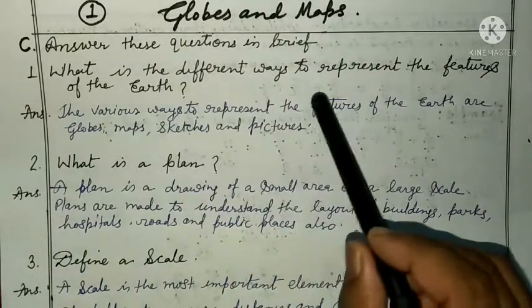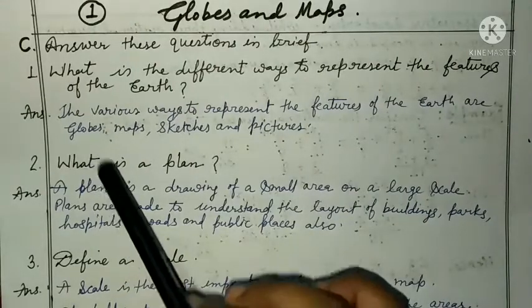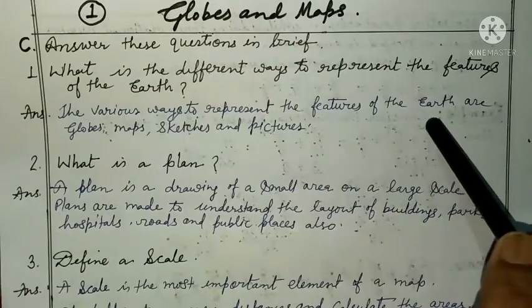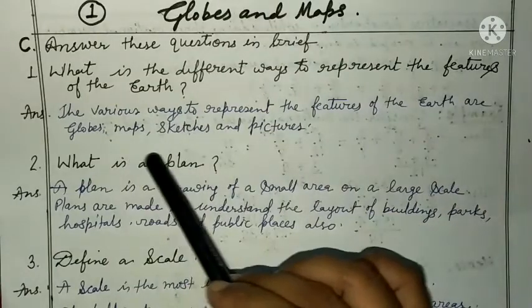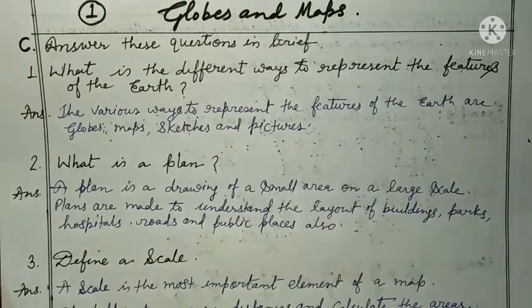What are the different ways to represent the features of the earth? Answer: the various ways to represent the features of the earth are globes, maps, sketches and pictures.